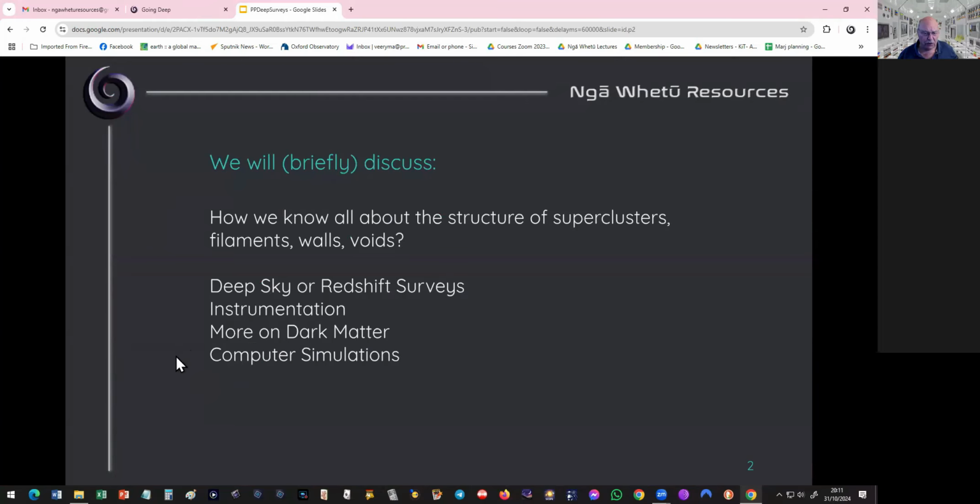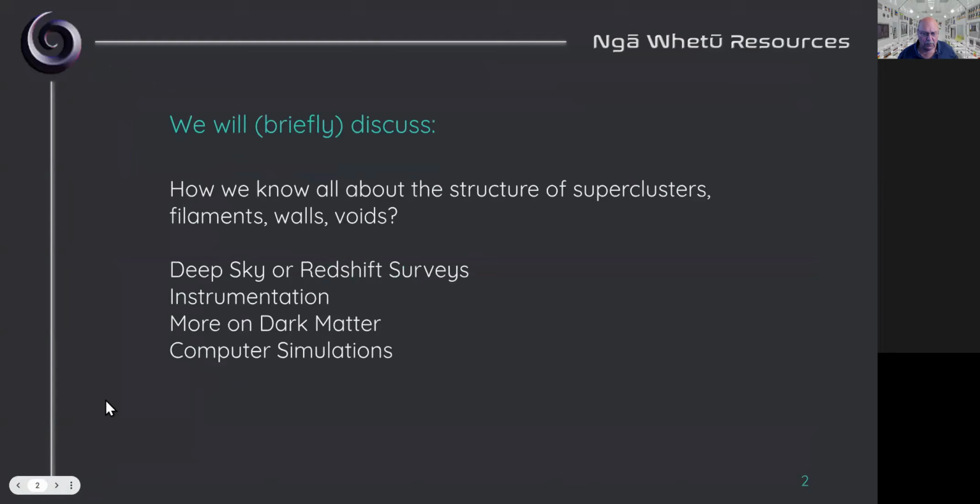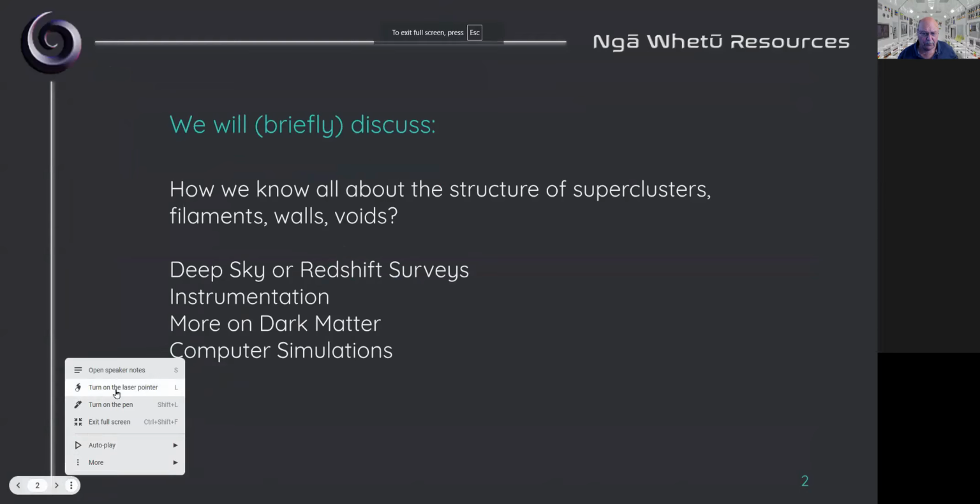And that answers the question, how do we know all that structure? Sorry. Full screen and my pen pointer.